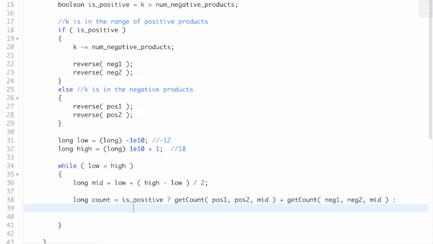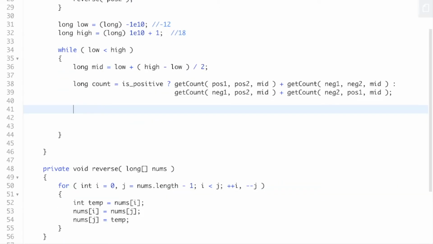For the negative case, we're going to pass in neg1 and pos2, and then mid, because if we multiply a negative number from nums1 by the positive numbers in nums2, we'll get negative numbers. And then we add that to the opposite: the negative numbers in nums2 with the positive numbers in nums1, and pass in our midpoint. Cool. Now we have the number of products that are less than or equal to this midpoint.